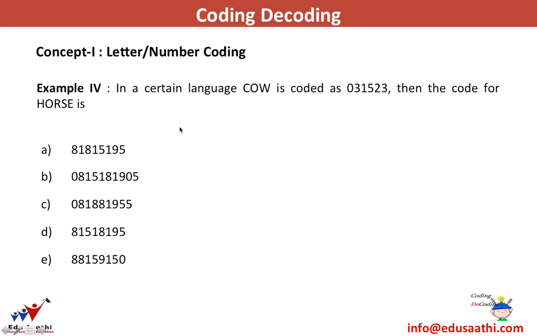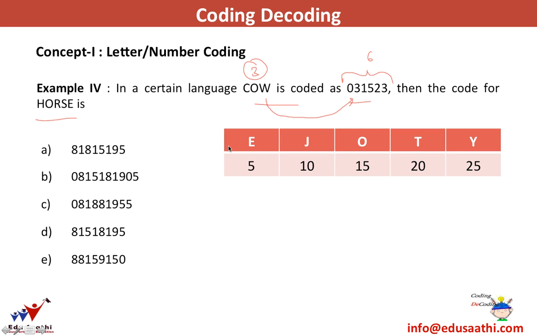Example 4. In a certain language, cow is coded as 031523. Then the code for horse is what? Now, the first thing I look at is that I have 3 alphabets here and 6 numbers here. The first thing that should come to your mind when alphabets are being changed into numbers is this principle of Ejoti.